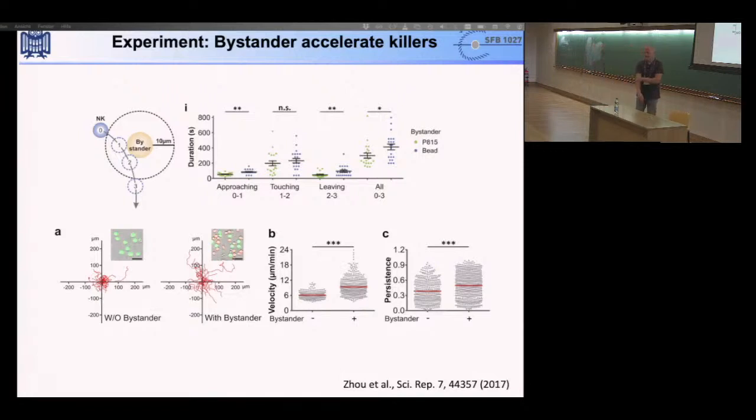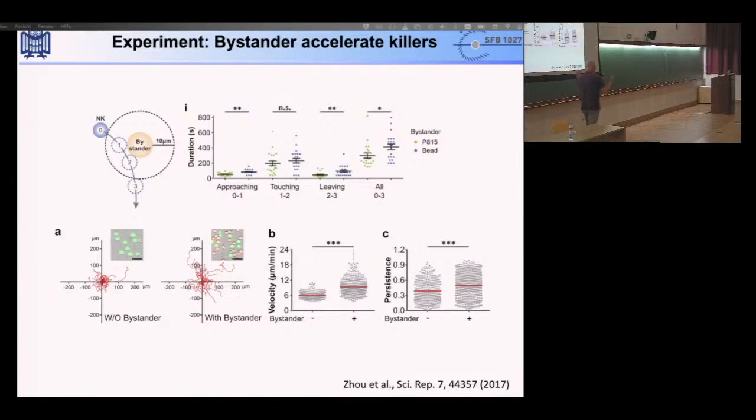It is known that these bystander cells produce H2O2 by simply living, and so increase the H2O2 concentration in their surroundings. And it is known from other experiments that H2O2 can actually accelerate the migration behavior of T cells. So essentially, that is then the solution to this problem.